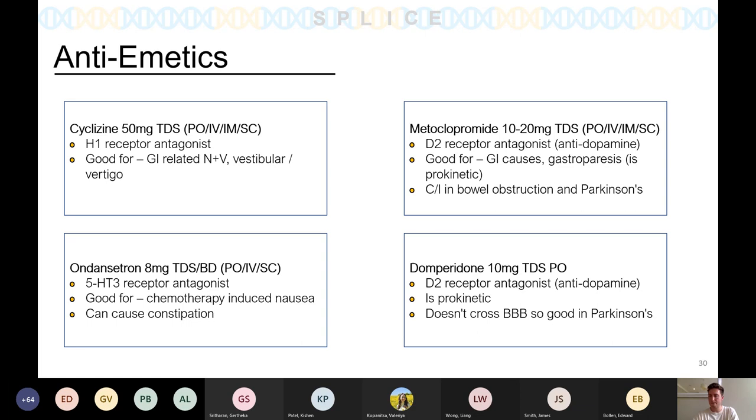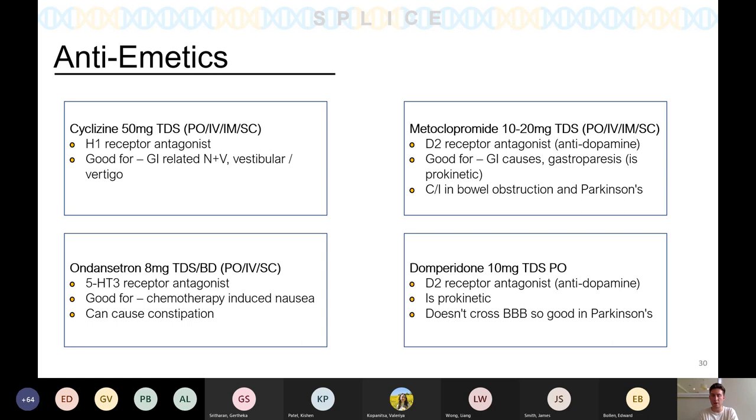And I've included antiemetics because it's something I think you should know a bit about and should know how to prescribe. These are essentially the four that I learned. Cyclizine and metoclopramide are good general antiemetics. Metoclopramide is good in gastroparesis as it's prokinetic. It encourages the bowel to move, but then that's a bad thing in obstruction, so it's contraindicated in an obstruction. It's also anti-dopaminergic, so it can't be used in patients with Parkinson's disease.